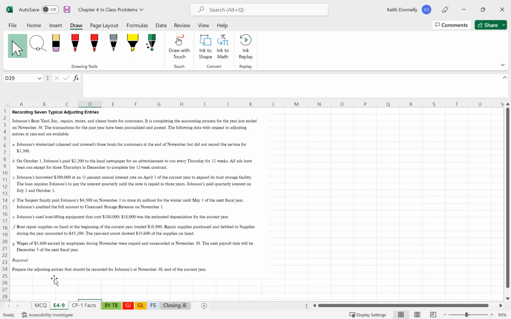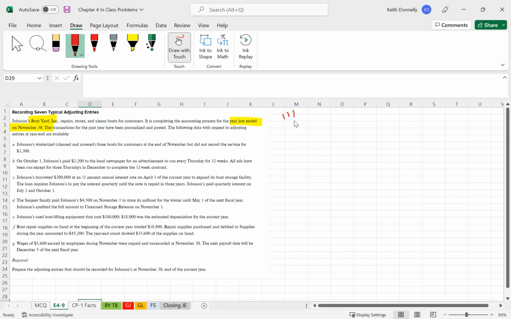Continuing. This one we have to do some journal entry, AJEs. And essentially, I said the purpose of an AJE is to update account balances in light of accrual accounting principles. How much revenue did we earn, or how much expense did we incur? So in this case, we have a boat company, and their accounting year has just ended on November 30th.